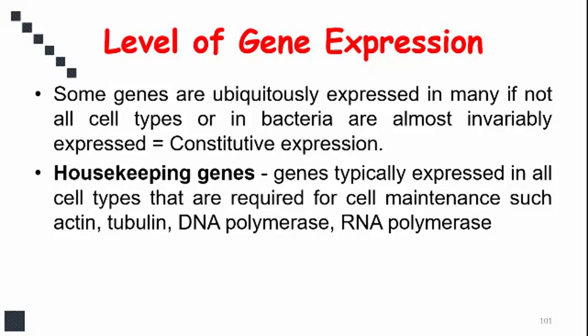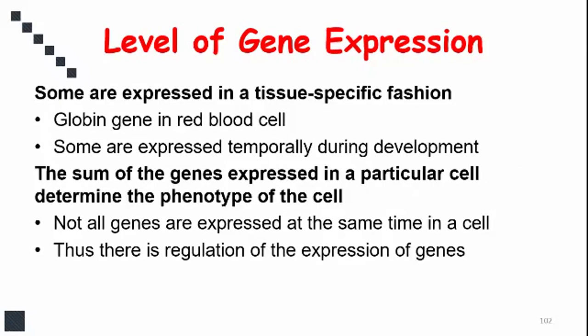So we said that some genes are ubiquitously expressed in what we call constitutive expression. We also call them housekeeping genes. Now this can be seen here. They are essential for the daily activities of the cell. Required for cell maintenance, such as actin, tubulin, DNA polymerase, RNA polymerases. These are normal activities taking place within the cell.